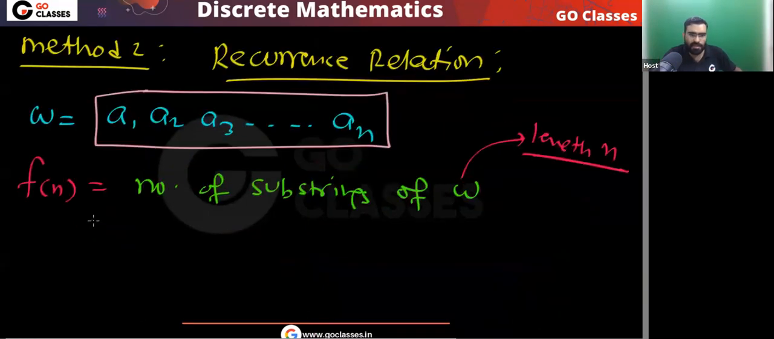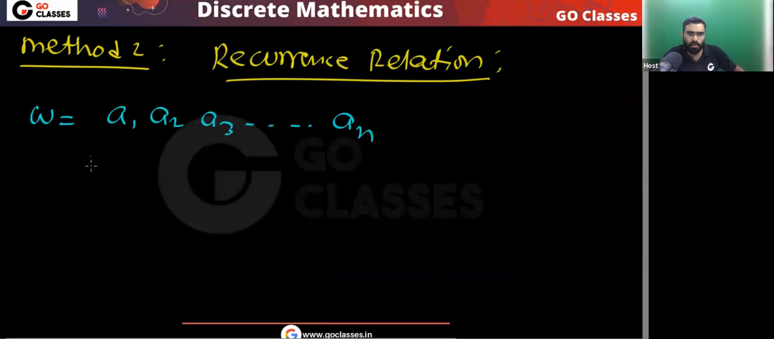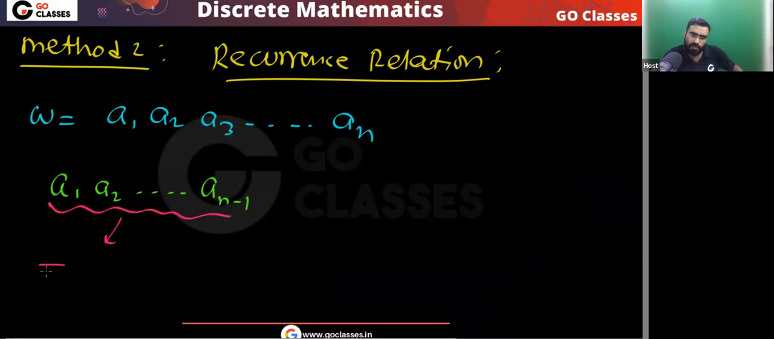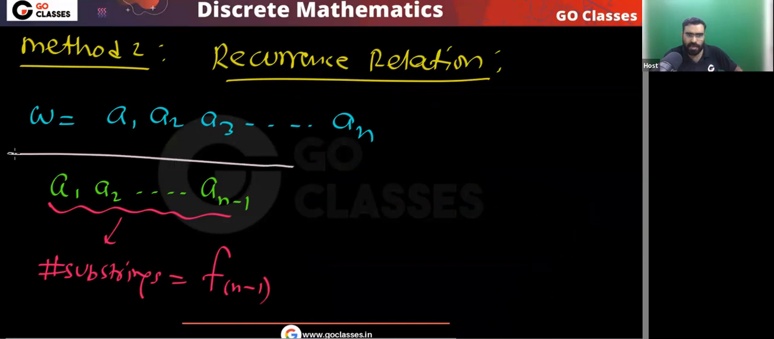So tell me, can you write the recurrence relation now? So very simple. Using these characters a1, a2, up to an minus 1, let's assume that the number of substrings is fn minus 1. Using these characters a1 to an minus 1, these many substrings are there.